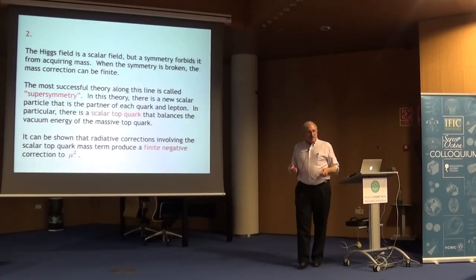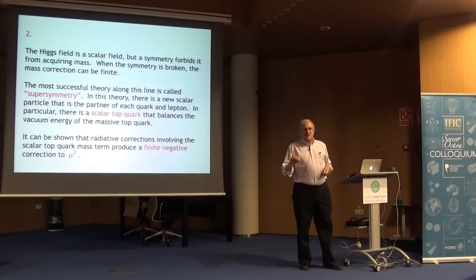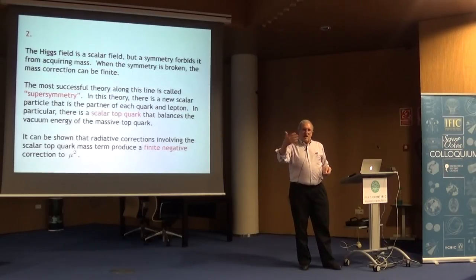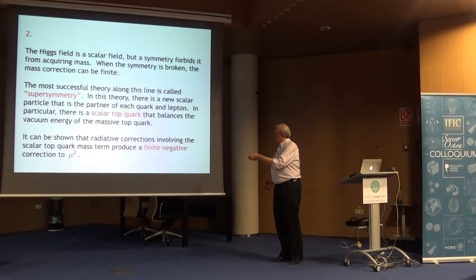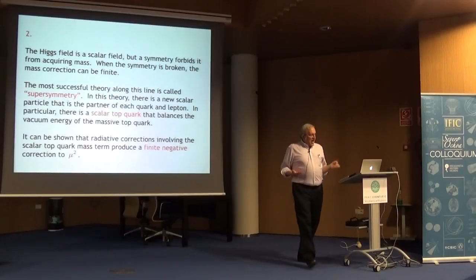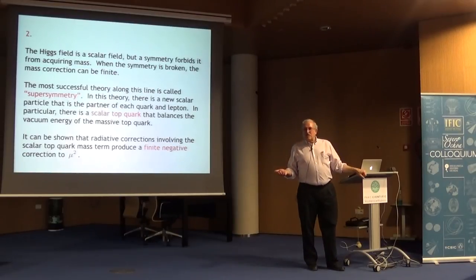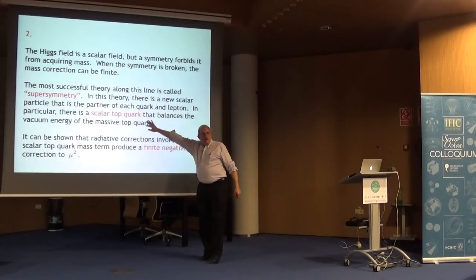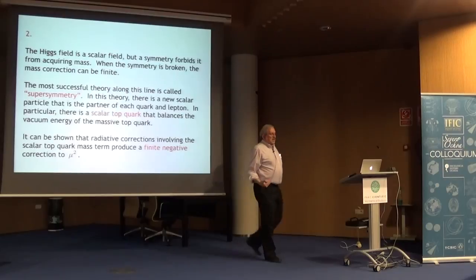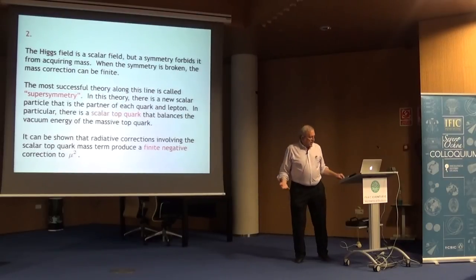However, it turns out that if the top squarks have a mass, there's another Feynman diagram, which is very straightforward to compute, that generates a finite negative correction to mu squared. And that is actually a mechanism of spontaneous symmetry breaking. This kind of model predicts that these particles exist. And so there's been an intensive search for those particles at the LHC.